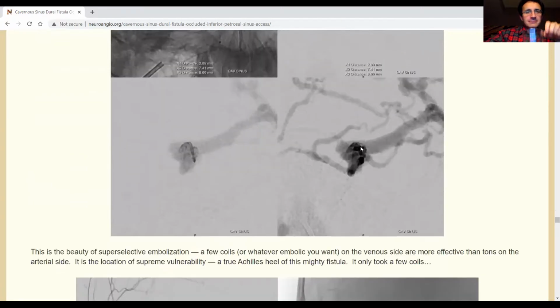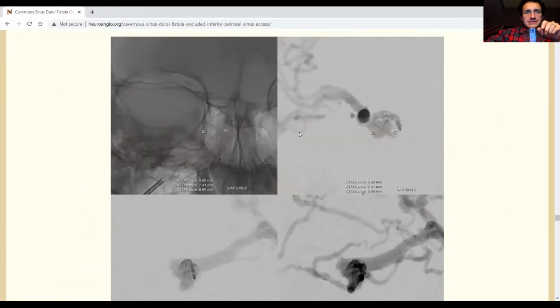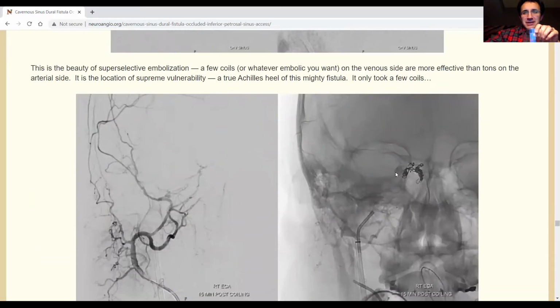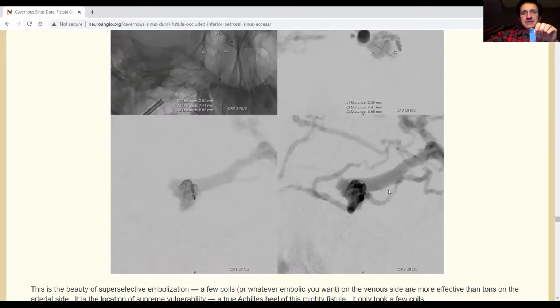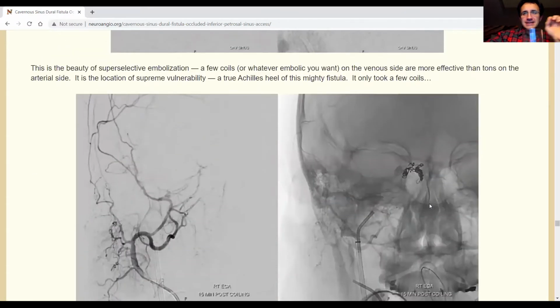This is our target, and so exactly what we need to do is right here. Now, what happens is we go in. I'm not going to bore you with how to coil a venous channel, but bottom line is it only takes a few coils. You see right here, there's a horseshoe thing with coils. Like that, and that's what, well, it takes some coils and a little bit of time.